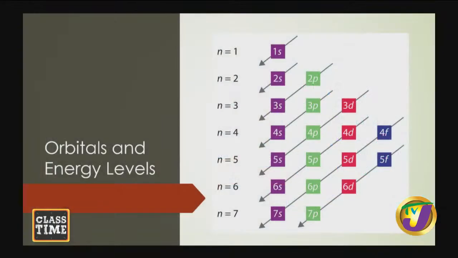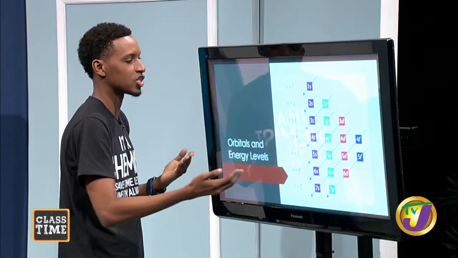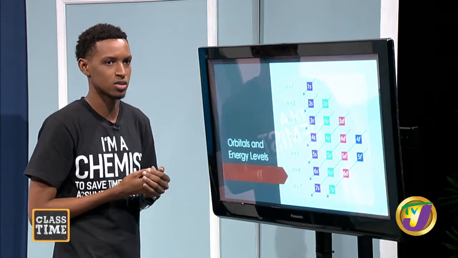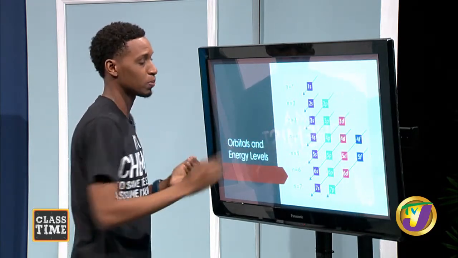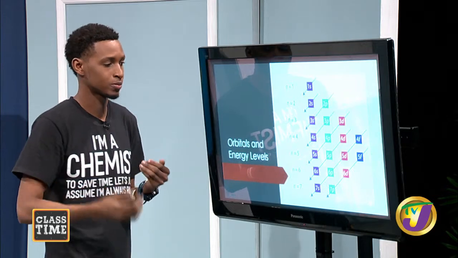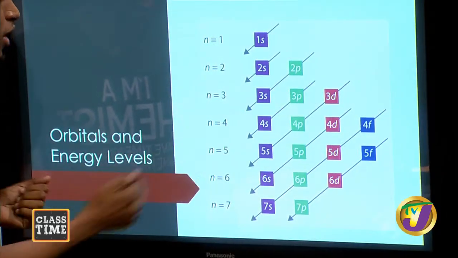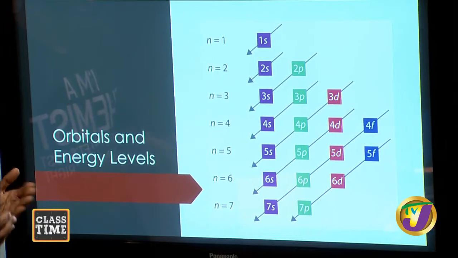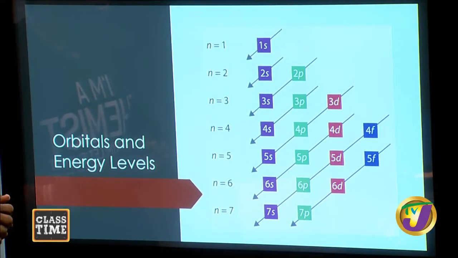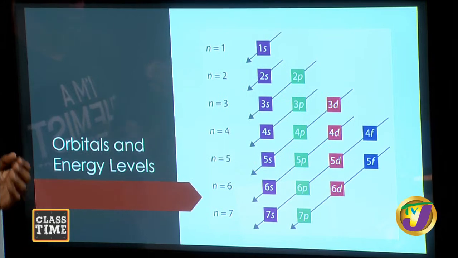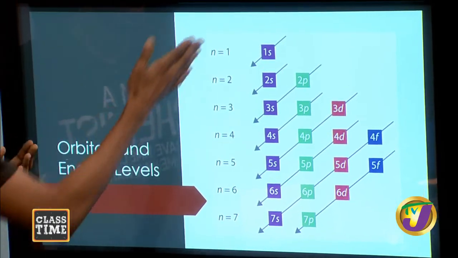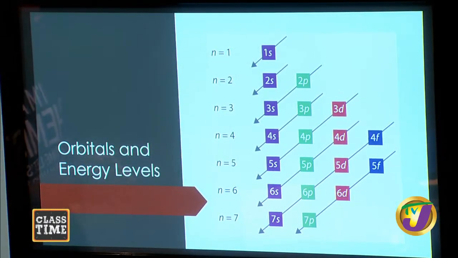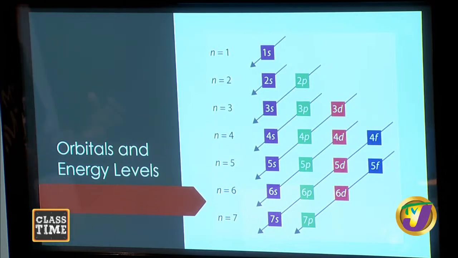Now, at the n equals 3 level, we have the introduction of the d orbital. This signifies that the d orbital has a higher energy than the p and the s orbitals, right? Because it comes into play at a higher energy level. At the n equals 4 level, we have the introduction of the f orbitals, which are higher in energy than the d orbitals, the p orbitals, and the s orbitals. And that's how you fill out the orbitals in atoms when you're adding electrons.